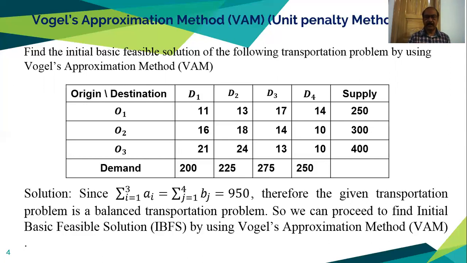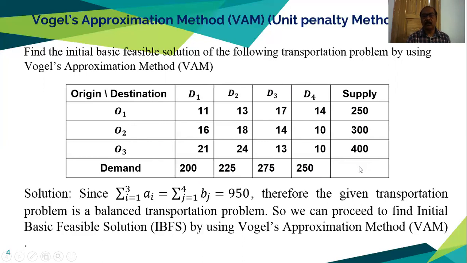In this case, this portion is the cost matrix, and these are the available supplies. Corresponding to origin 1 is 250, corresponding to origin 2 is 300, corresponding to origin 3 is 400. And demand corresponding to destination D1 is 200, corresponding to D2 is 225, corresponding to D3 is 275, corresponding to D4 is 250.